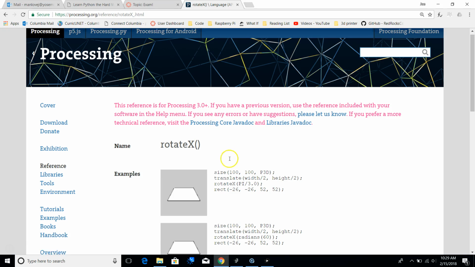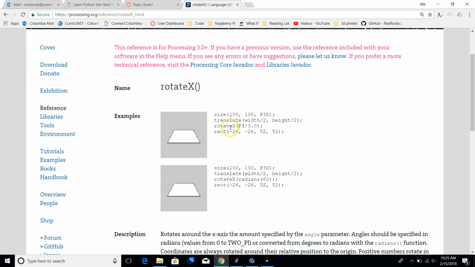Whoa, what is this thing doing? So they're rotating by pi over 3, which is 60 degrees, right? A rectangle, and they're getting this funky thing.